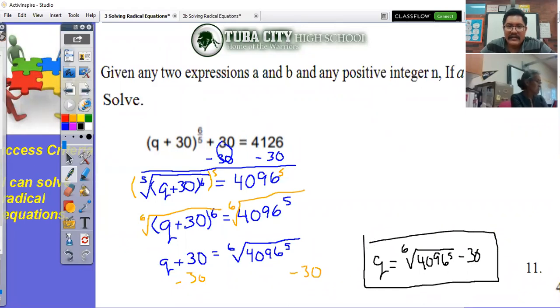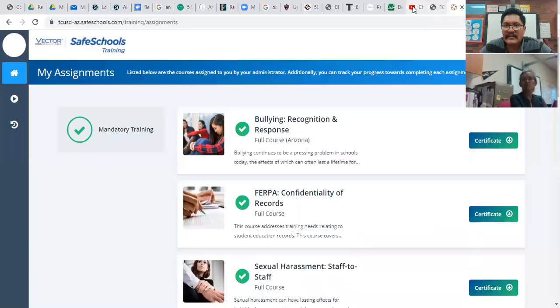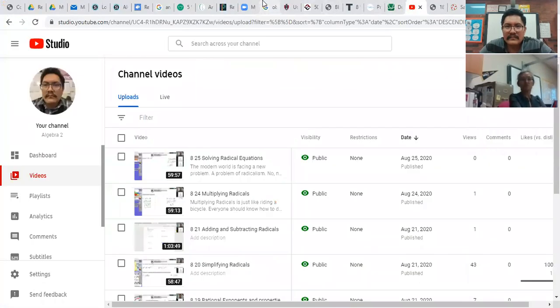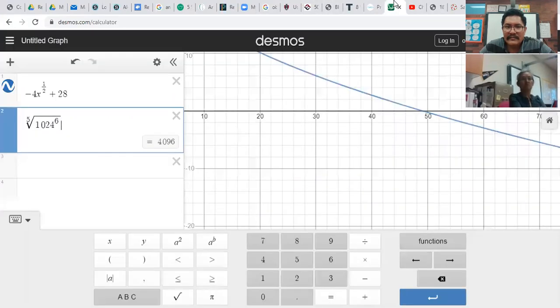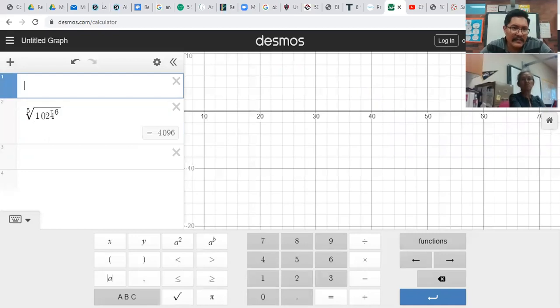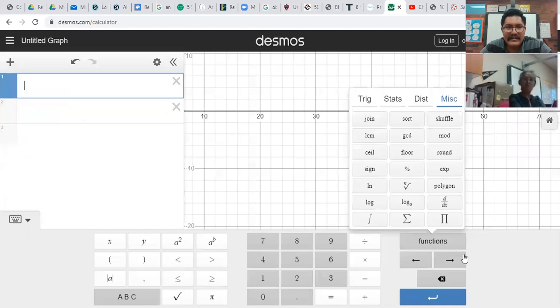Or if you do have a calculator, the best one I know of is going to be Desmos. But again, I know not everybody has internet. Not everybody has the ability to get the work they're looking for. So let me go ahead and just punch that in. I already have mine set up. In fact, let me just start from the beginning so that way you can see how we did it.